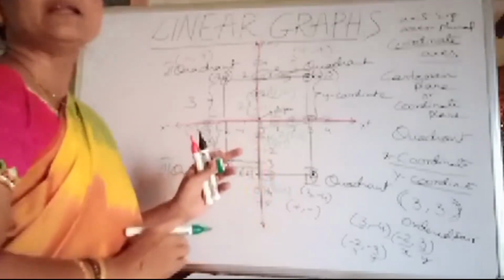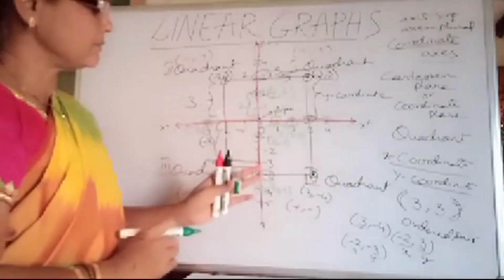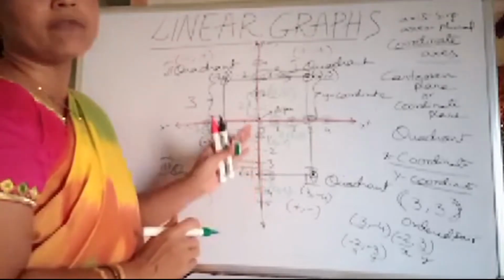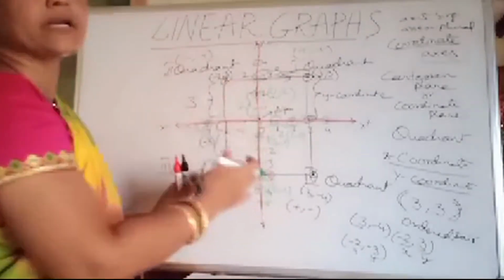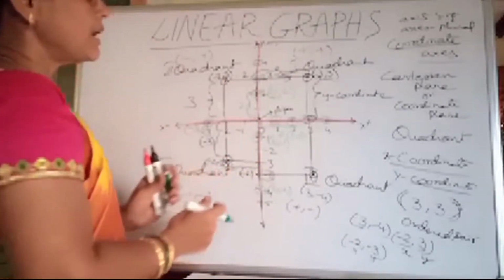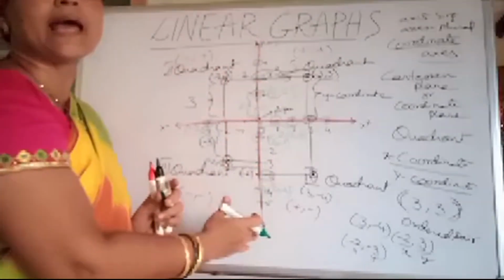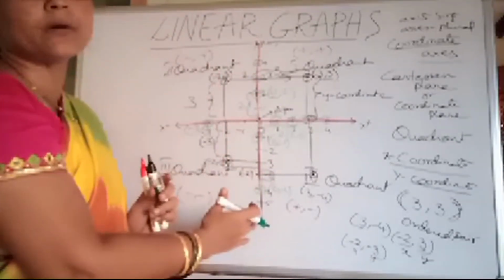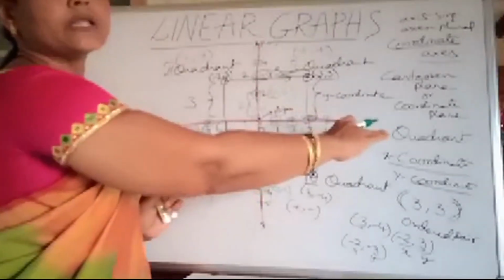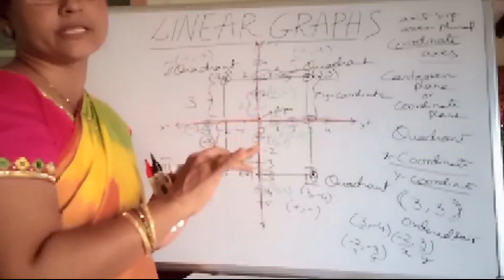So they all will have x-coordinate 0 and y-coordinate being the vertical distance, however much it is. So all the points on the y-axis will have x-coordinate 0, and all the points lying on the x-axis will have y-coordinate 0.